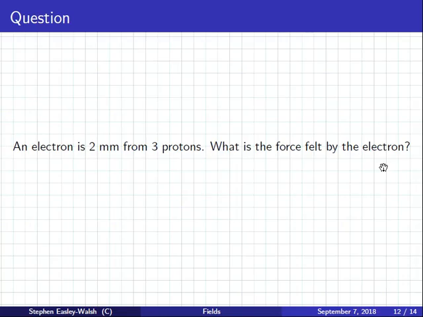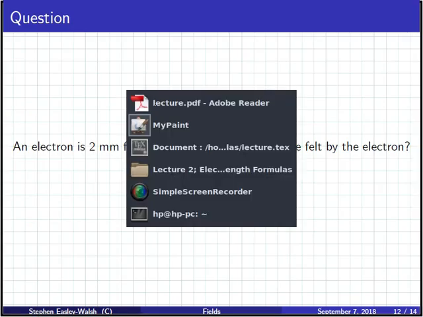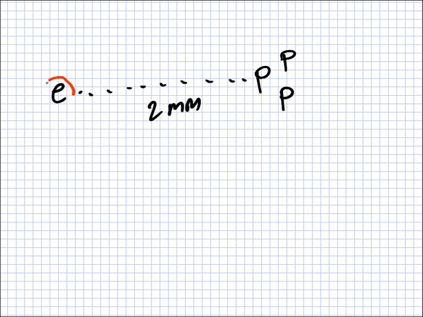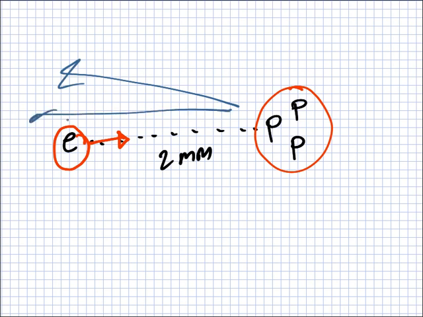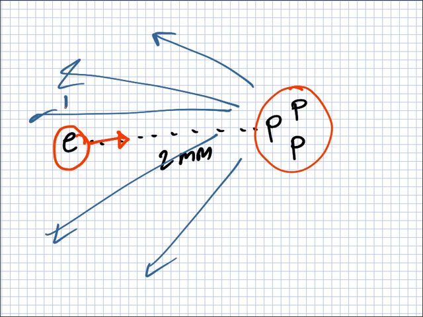Okay. So in this one, an electron is 2 millimeters from 3 protons. So you have 3 protons and an electron here, and that distance is 2 millimeters. Of course there'll be a force. The electron is going to be pulled in to the 3 protons, because there's an electric field coming out from the protons that pulls the electron in. My question is, what is the force here? QE. Yeah, use the other formula.